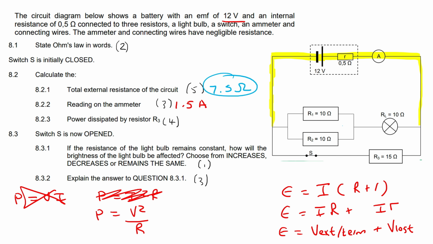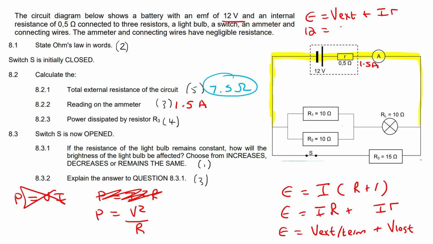Okay, so to work out this one, you would use I times r, and we can easily work that out because we know the current going through this part of the battery. We know that it is 1.5 amps, and we know the resistor. So we could easily work out the lost volts. So we could say EMF is equal to the external voltage plus the lost volts, which is I times r.